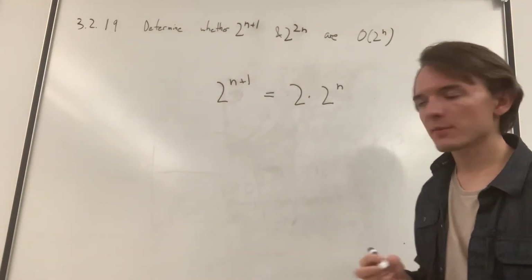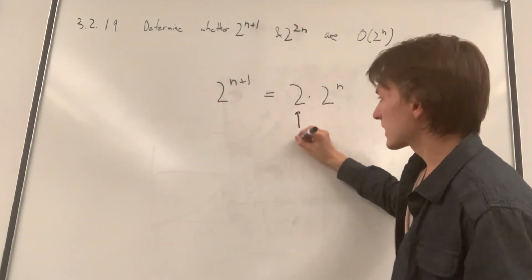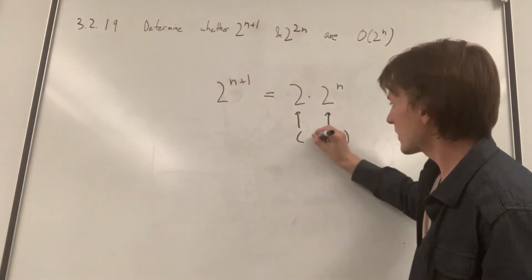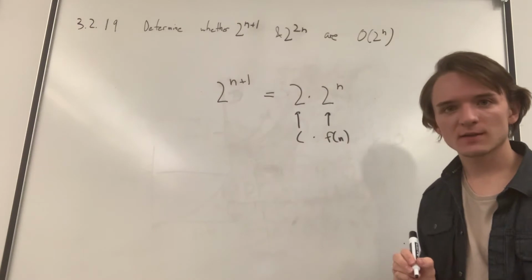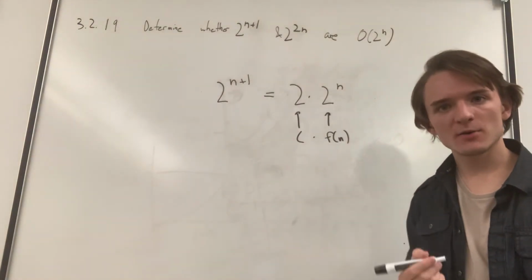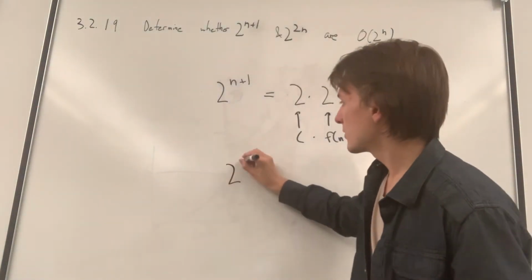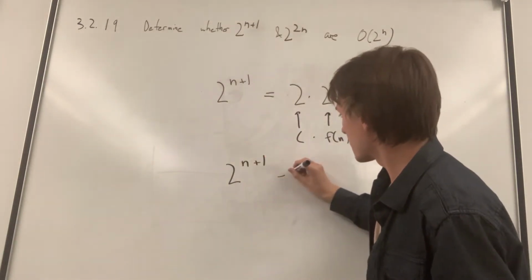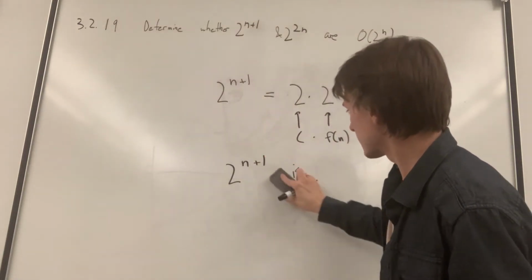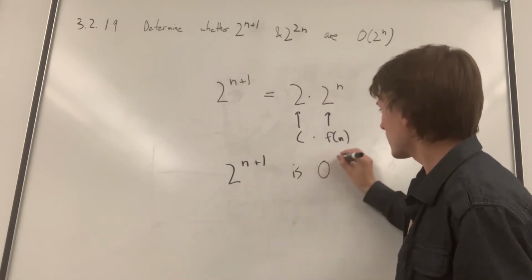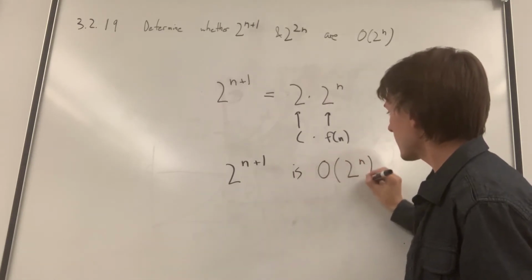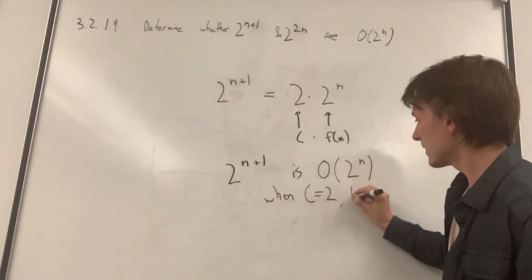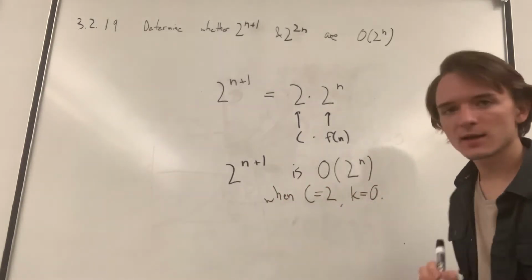And we've seen this format before. This could be like a c, and this is just our function. So we have c times some function, which is the definition of what big O is. So we can say that 2 to the power of n plus 1 is big O 2 to the power of n when c is equal to 2 and k is equal to 0 as our witnesses.